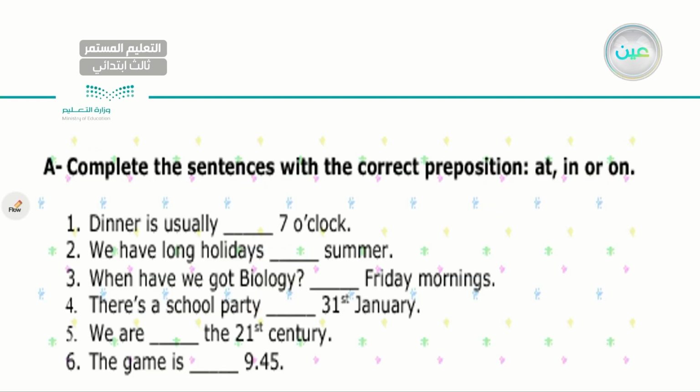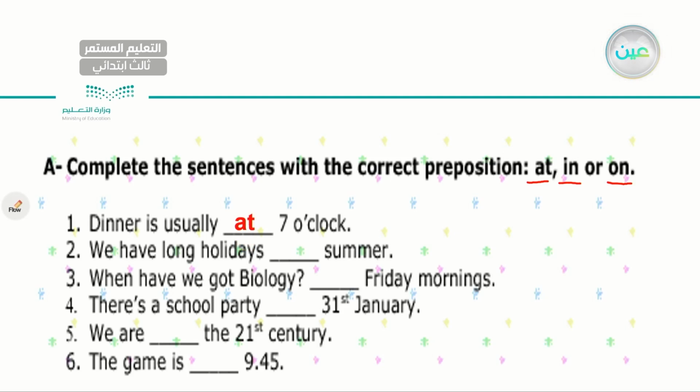So let's have some exercises, my dear student, to check your understanding. Complete the sentences with the correct prepositions. So let me underline the prepositions here. I have at, in, or on. So what do you think we are going to use here? Dinner is usually 7 o'clock. Here I have a time, okay? What do you think? At, in, or on? I have 7 o'clock. The answer is at 7 o'clock. Very good, at 7 o'clock.